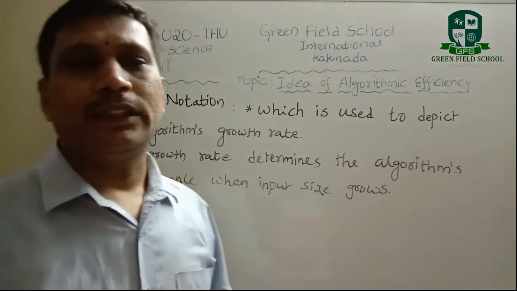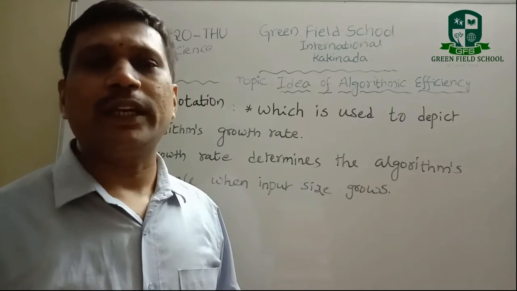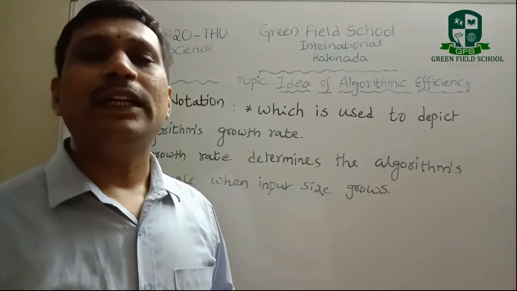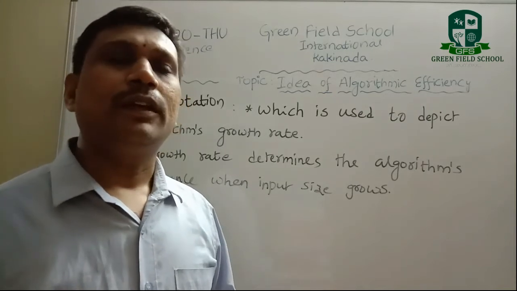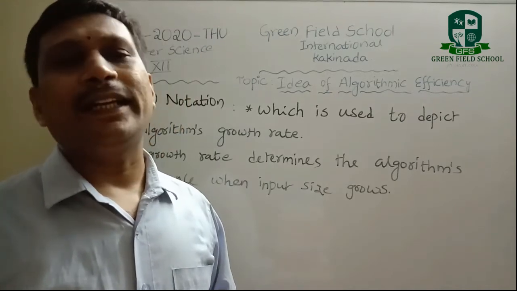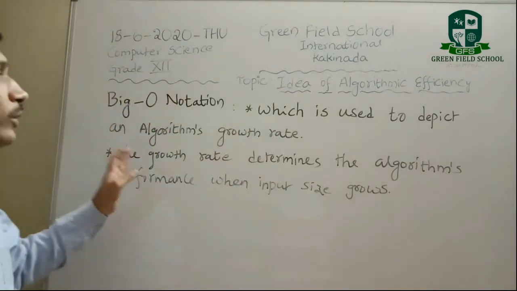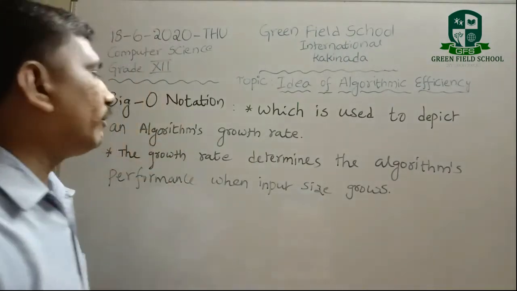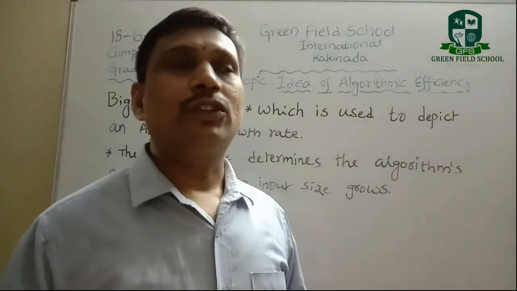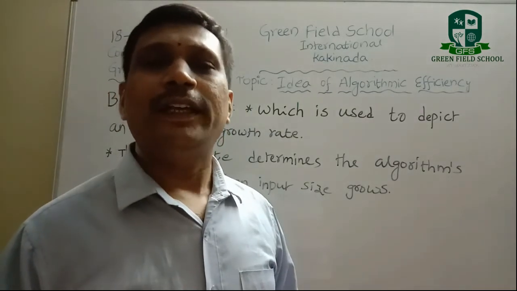How much time it requires to execute, in nanoseconds, we calculate by using mathematical formulas, exponentiation and logarithmic values. Here big O means the algorithm's growth rate. The growth rate determines the algorithm's performance when we give an input size. Suppose I give n is equal to 10, then I calculate the order of n.